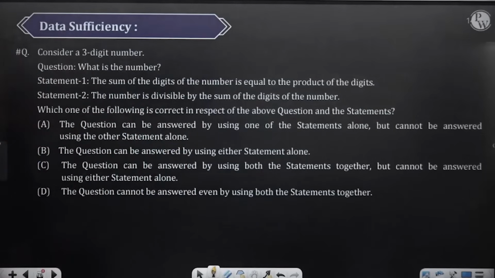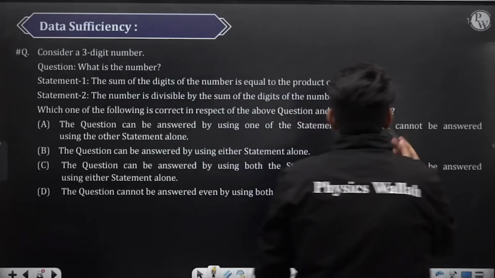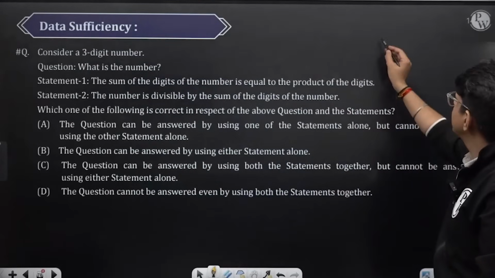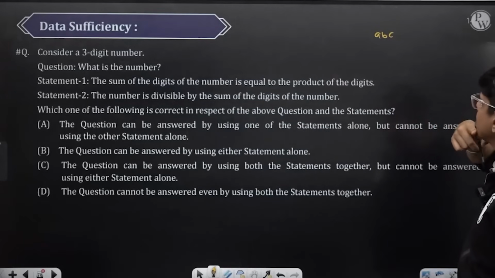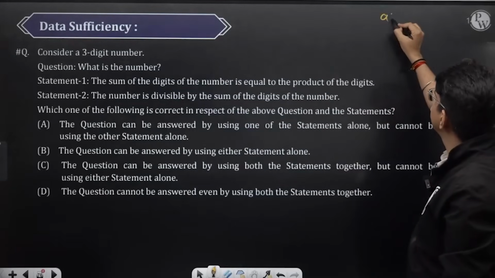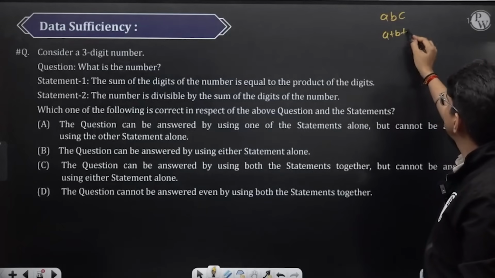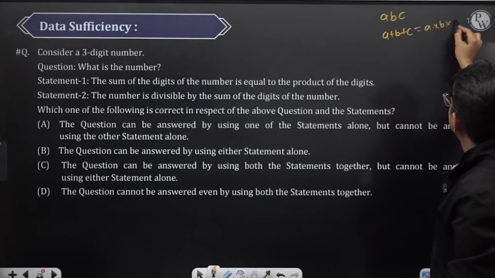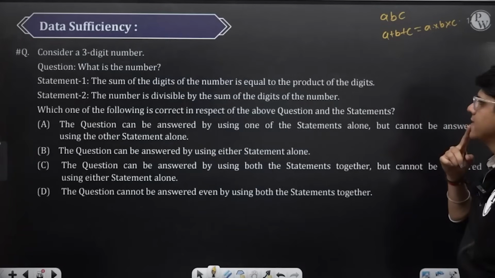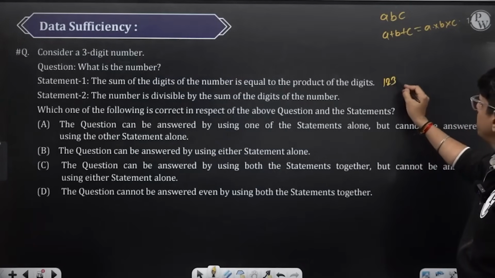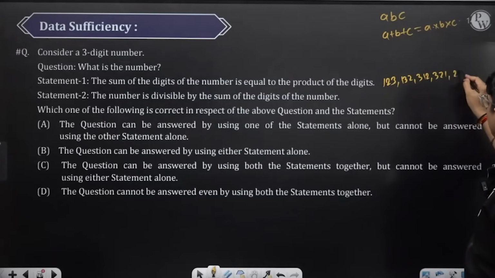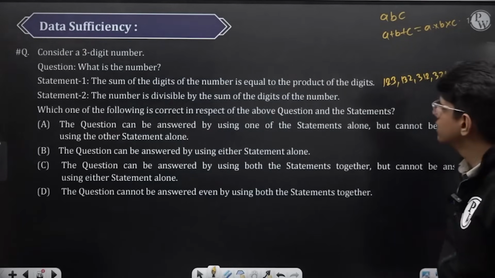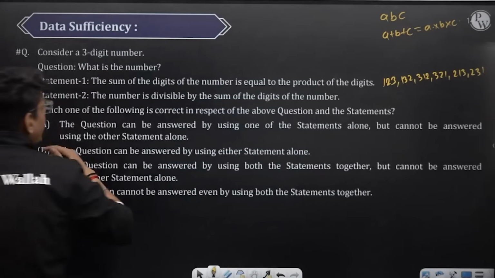What is the number is the question. The sum of the digits of the number is equal to the product of the digits. So basically, if the number is A, B, C, they are saying A plus B plus C equals A into B into C, right? Such numbers: 1, 2, 3 can be one such number, 1, 3, 2; 3, 1, 2; 3, 2, 1; 2, 1, 3; 2, 3, 1. Okay? These are the numbers which come to my mind for the moment.